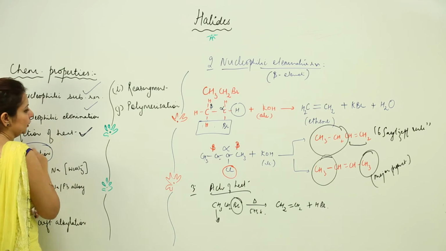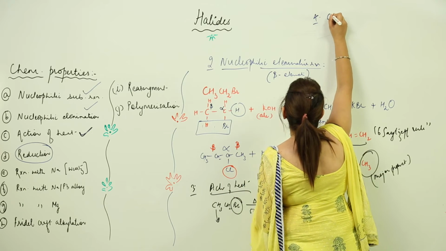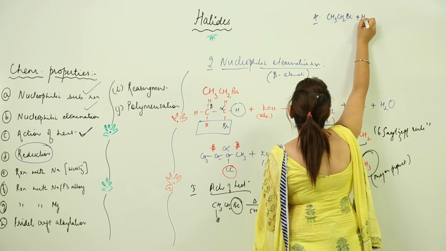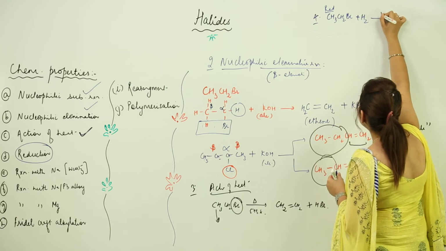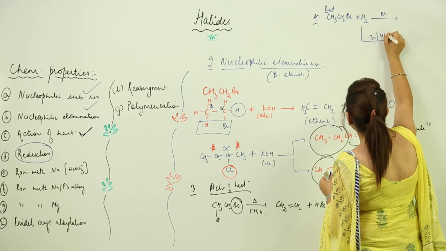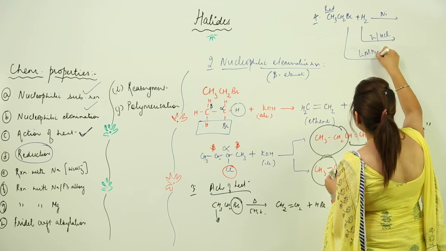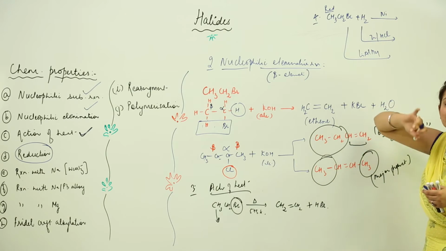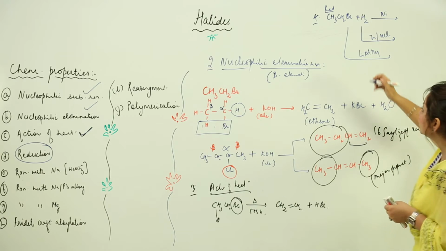Fourth is the reduction. We have to see what happens when we carry out the reduction. Let's take the same example, ethyl bromide. Reduction means addition of hydrogen. We need a reducing agent. Let's say it is nickel. We can use another reducing agent, zinc in hydrogen chloride. We can use another popular one, lithium aluminium hydride. Whether you use nickel, zinc in hydrogen chloride, or lithium aluminium hydride, you are going to get the same product.